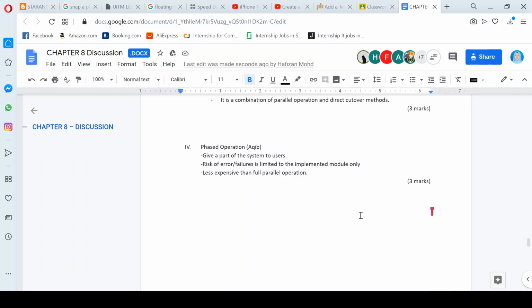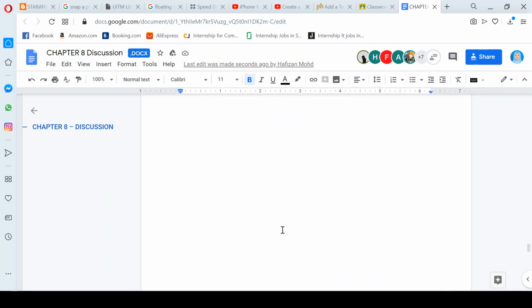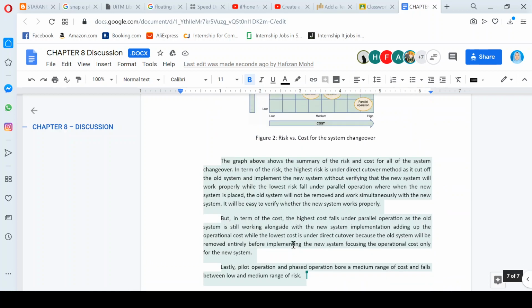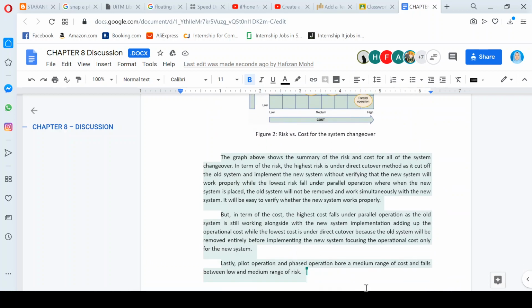Okay, so next we continue on the last question. Soalan yang terakhir. Alright, we have figure 2. Where in figure 2 is the analysis about the risk versus the cost for the system changeover that we discussed in question number 4 just now. Okay, so question number 5, discuss what is the information that we can retrieve from the figure 2 below.